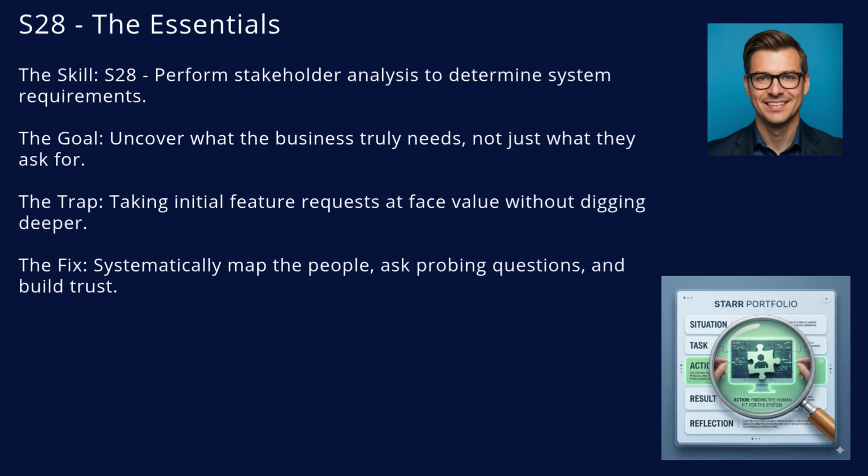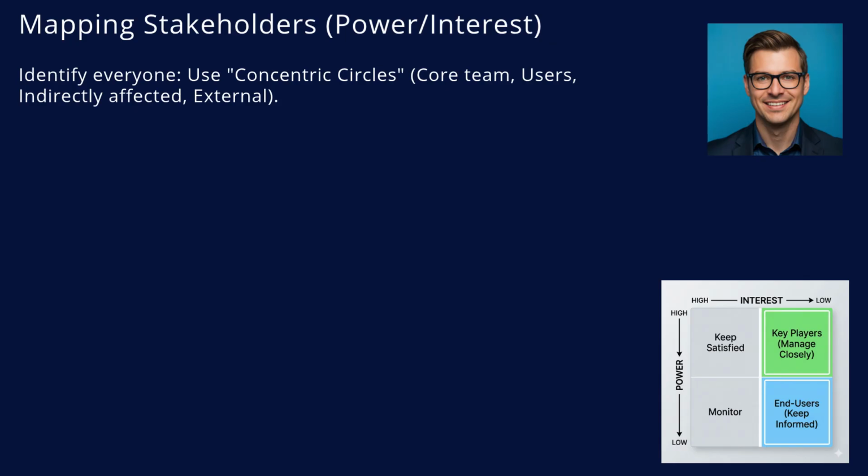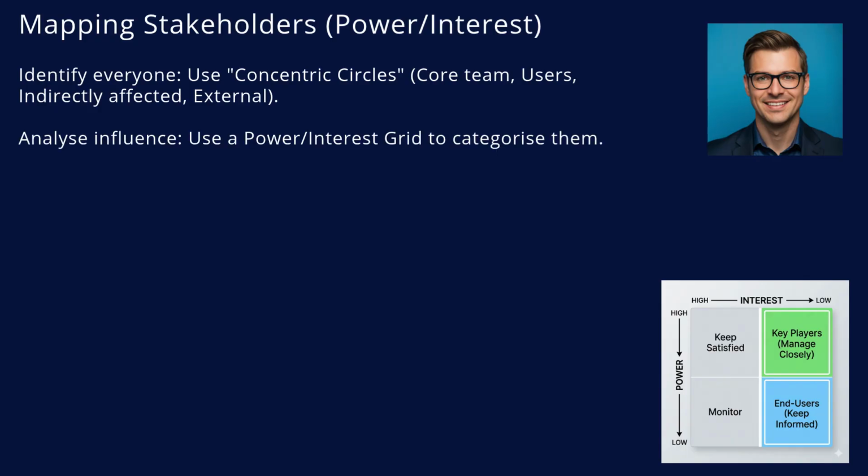The fix is to systematically map out the people involved, ask probing, investigative questions, and use that process to build deep professional trust. To start, you must identify everyone involved. Use a concentric circles approach to map the core team, the direct users, the indirectly affected departments, and any external regulators. Once identified, analyze their influence using a power interest grid to categorize how you will manage them.